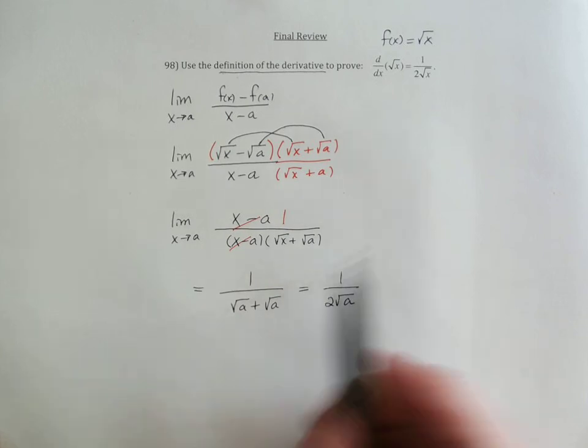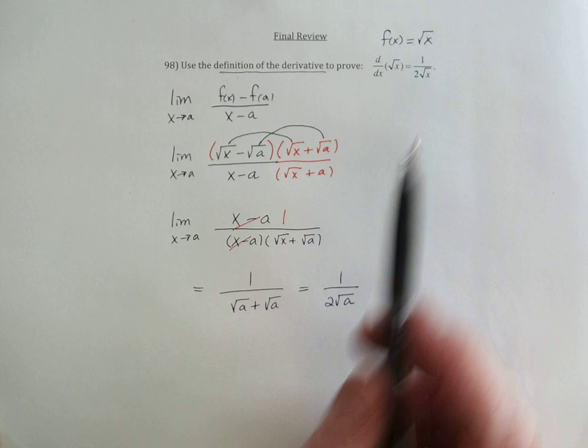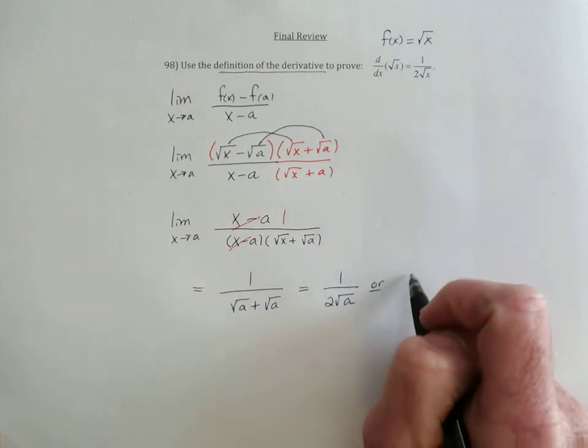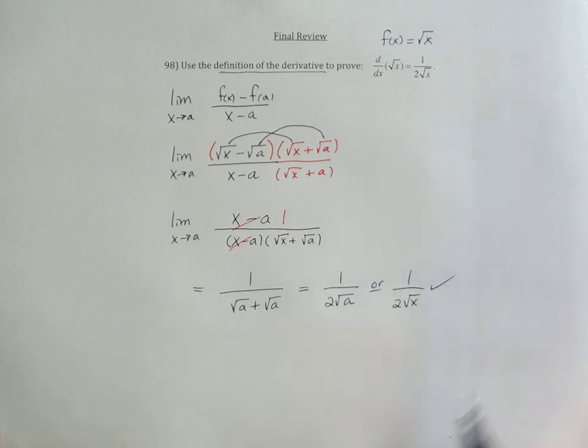And you could literally be finished right there. Or you could say, well, if x became an a, then I could also write this as 1 over 2 times the square root of x, and then it's finished.